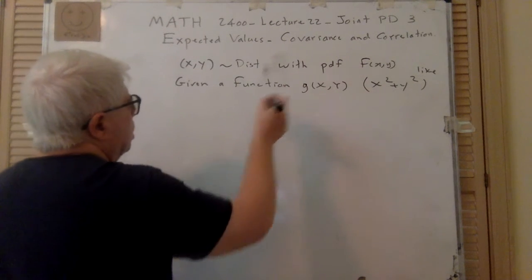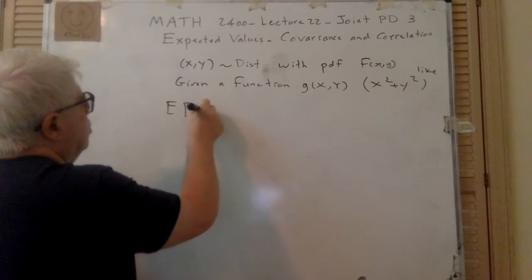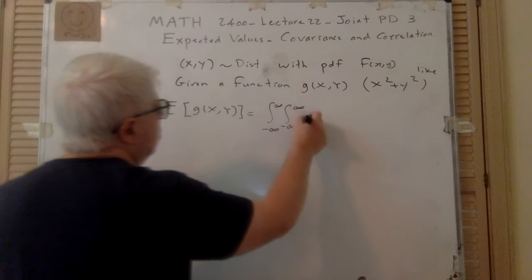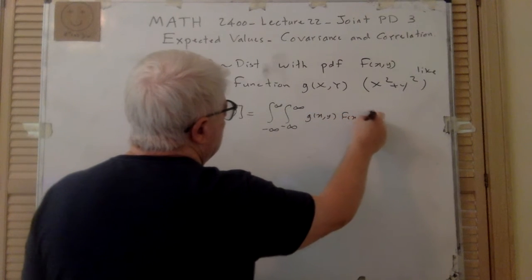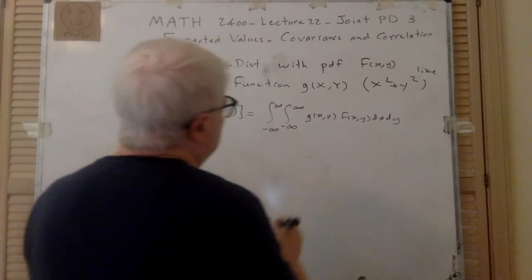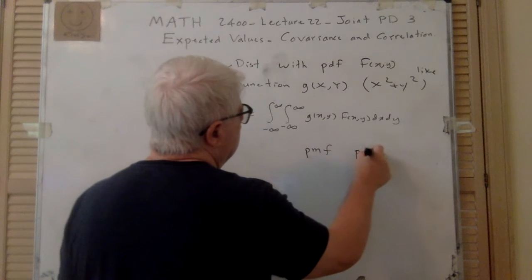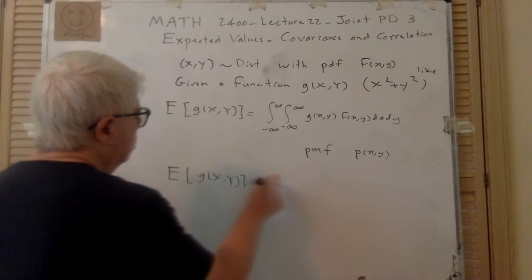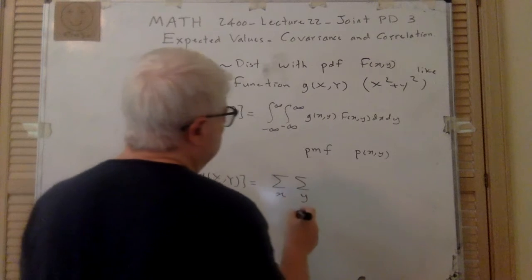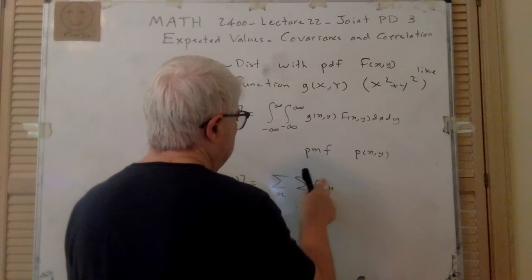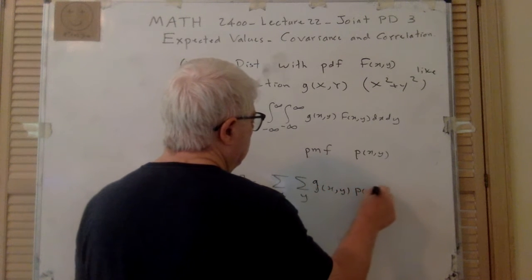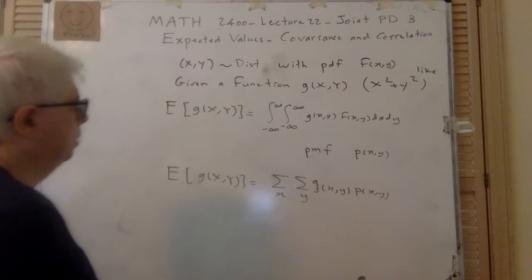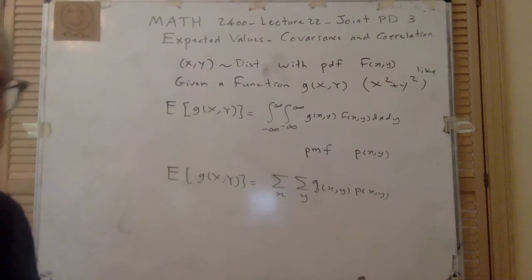So given a function g(x,y), then we define E[g(X,Y)] to be the double integral of g(x,y) f(x,y) dx dy. And if we are given the PMF p(x,y), then we have E[g(X,Y)] to be the sum over x and over y of g(x,y) p(x,y). So that is the expected value of a function of X and Y. So it can be something like this.